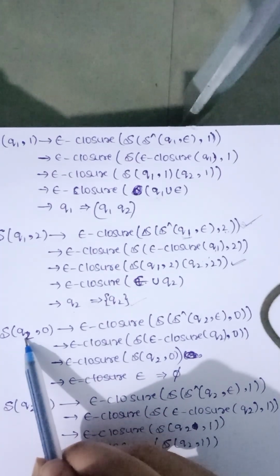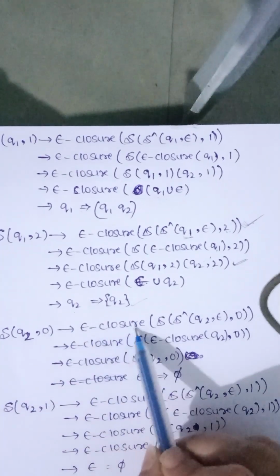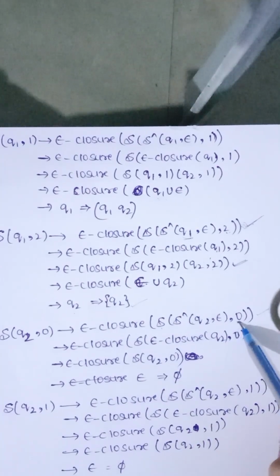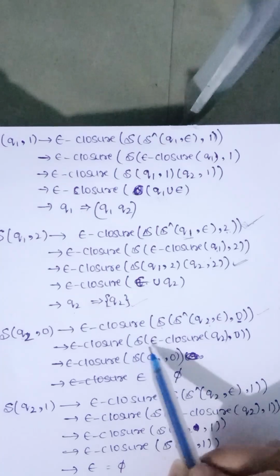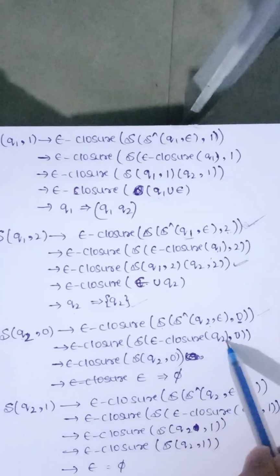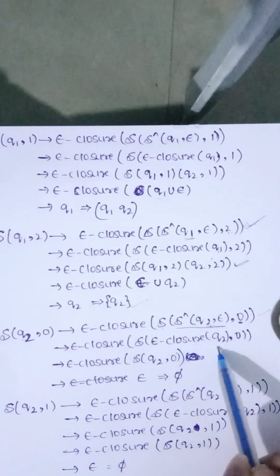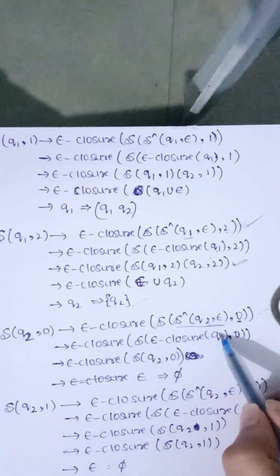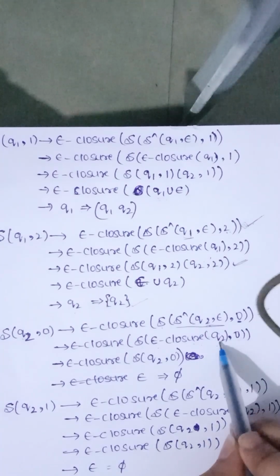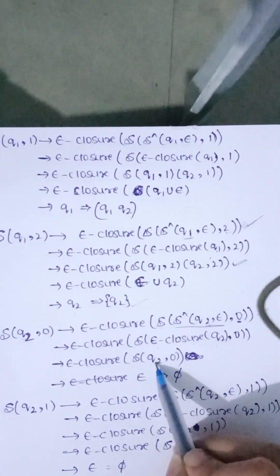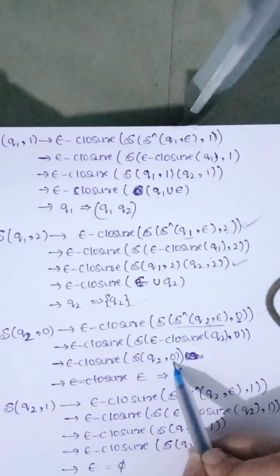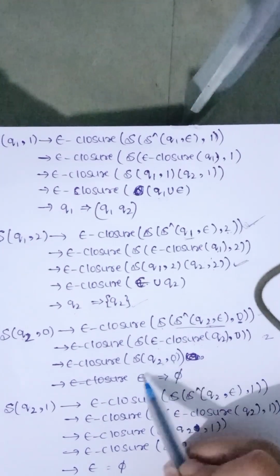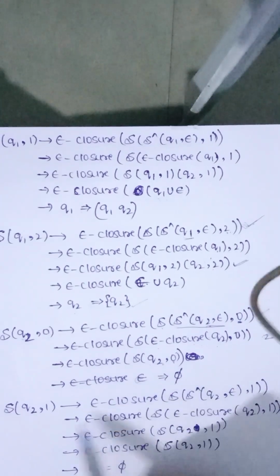Now we will check q2 with input 0: epsilon closure of delta cap. This is the rule, just changing the input to 0 and the state to q2: epsilon closure of delta of epsilon closure of q2. This will be written as epsilon closure of q2. Now check step 1: epsilon closure of q2, what transition does it have? q2 comma 0. For q2, what is the answer? Is there any transition with 0? q2 has a transition with 2 only, not 0. For that, epsilon will be written, that is a null set.